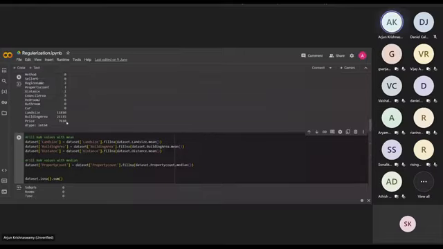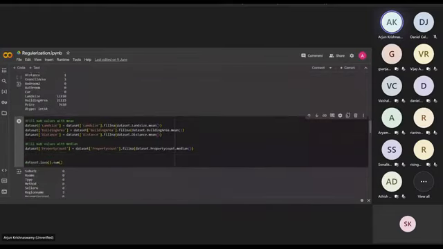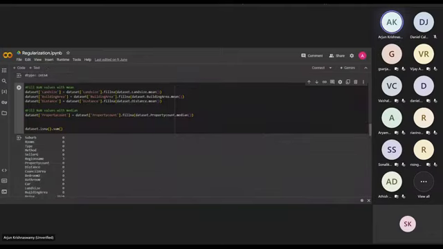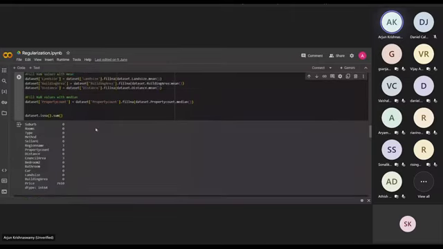We cannot fill property count with the mean because property count is an integer. The mean can lead to fractional values, which we won't want, and it won't make sense either. So we fill that with the median. And again, we print the remaining missing values of the changed data set.